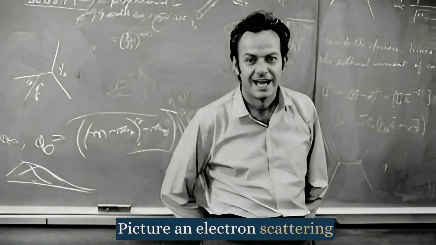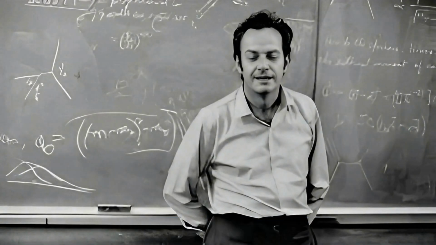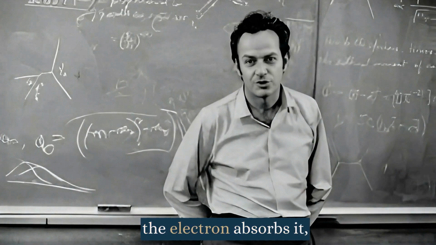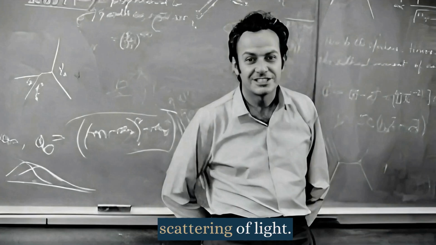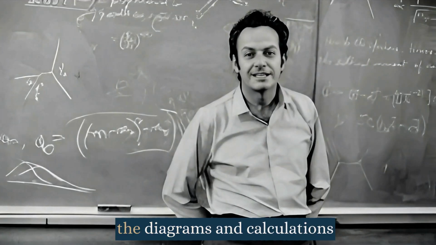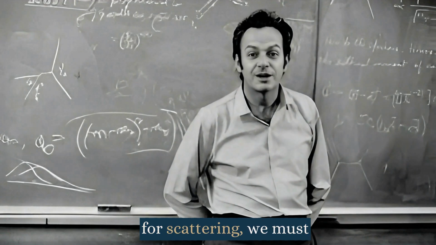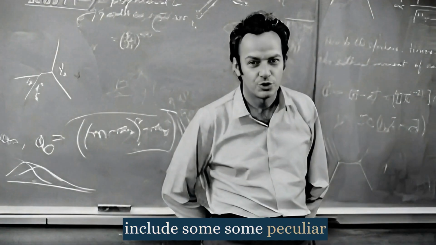Picture an electron scattering off a photon. Simple enough, right? A photon comes in, the electron absorbs it, continues on its way, and emits a new photon. We call this the scattering of light. But when we make the diagrams and calculations for scattering, we must include some peculiar possibilities.